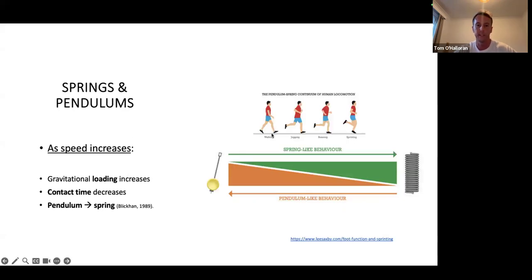So as speed increases from walking to sprinting, we become less pendulum-like. So we said the leg stays straight and more spring-like. So basically, with this increase in speed, gravitational loading increases. So walking, we might put 1 times body weight through that lower limb. Running, it might be 3 times body weight. So as soon as we introduce a flight phase, there's more acceleration. We're going to have to decelerate.